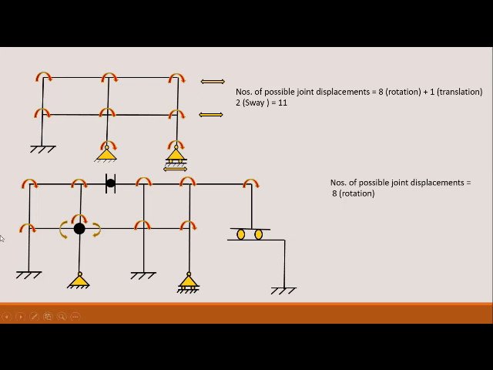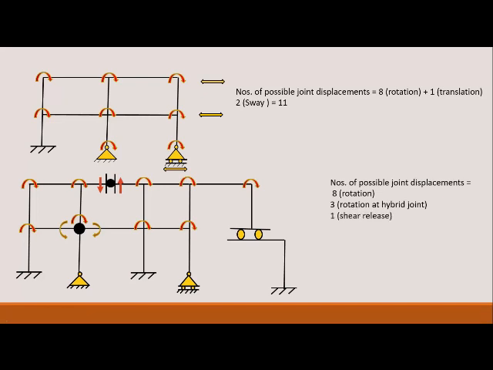In the hybrid joint there are 3 rotations. Mind it, in the hybrid joints, the possible joint rotations will be the number of members associated with the hybrid joint minus 1, because we have to measure the rotation in terms of one rotation. So there are 3 rotations at the hybrid joints.